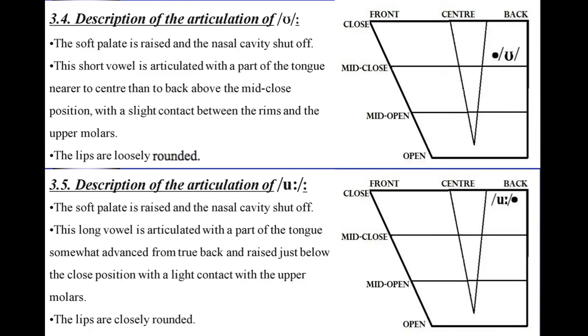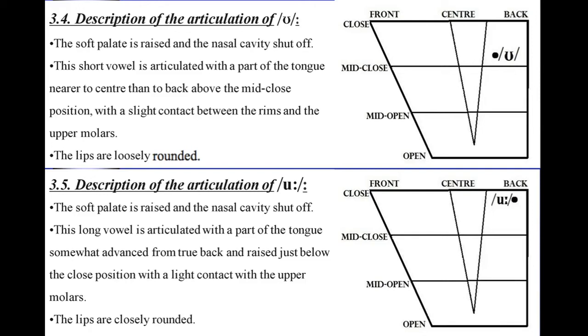Short U. The soft palate is raised and the nasal cavity shut off. The short vowel is articulated with a part of the tongue near to center, then to back, above the mid-close position, with a slight contact between the rims and the upper molars. Lips are loosely rounded.